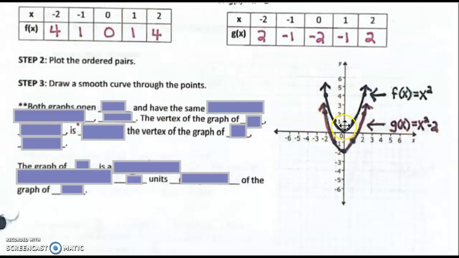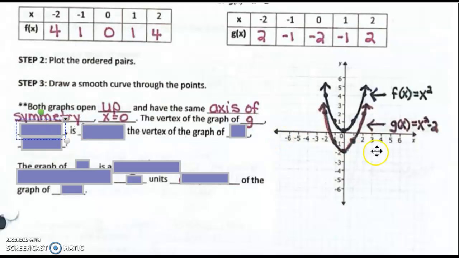So this graph is f of x. That's our parent function we always do. Now g of x just went down 2 spots. And there's our graph for that. So it says in the comparison that both graphs open up and they have the same axis of symmetry. And our axis of symmetry on this is x equals 0. Okay, the vertex for g, if we look here, is 0, negative 2. And that is below the vertex of the graph of f. And the vertex for f is 0, 0.